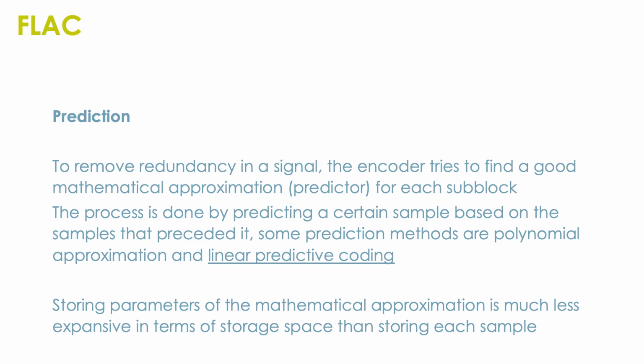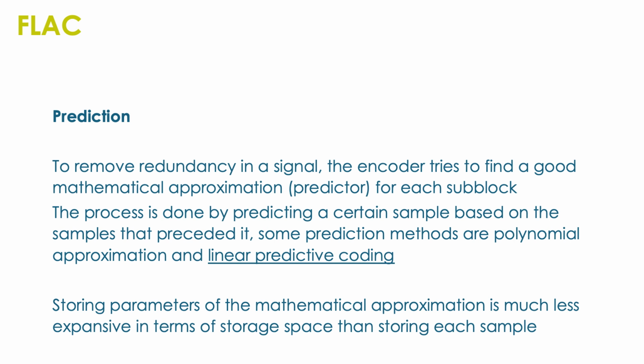In the third phase, which is the prediction phase, the encoder tries to find a good mathematical approximation, which is called a predictor, for each sub-block. The process is done by predicting a certain sample based on samples that preceded it. Some prediction methods are polynomial approximation and linear predictive coding. Only predictor parameters are then stored, with a consequent high reduction in storage effort.